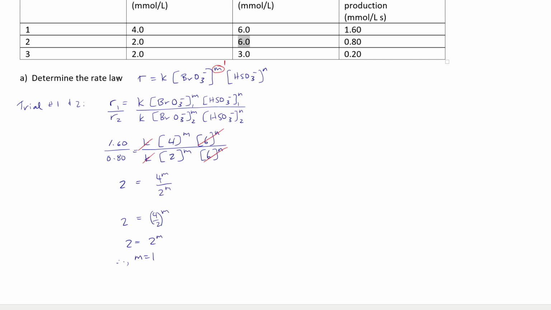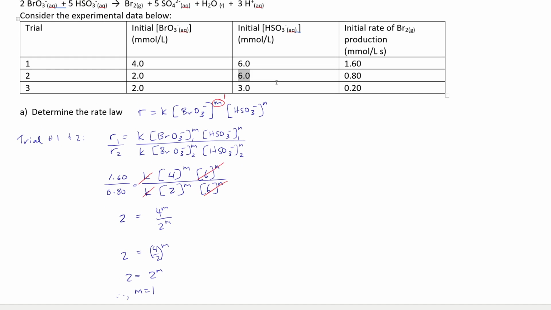I will do the exact same thing for the bisulfite. So I'm going to find two trials where the bisulfite changes but the bromate stays constant.